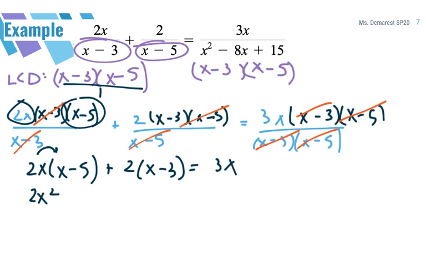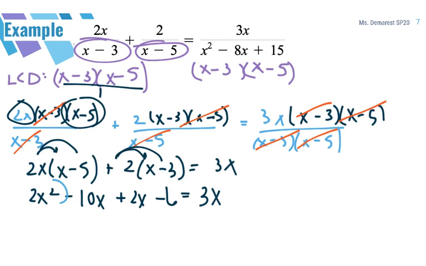This becomes 2x squared minus 10x plus 2x minus 6 equals 3x. Well, you should notice right away this is a quadratic. And to solve a quadratic by factoring, by whatever method, it's got to be equal to 0 first. So I'm going to subtract 3x from both sides and combine like terms. So negative 10x plus 2x is negative 8x, minus 3x is going to be negative 11x.